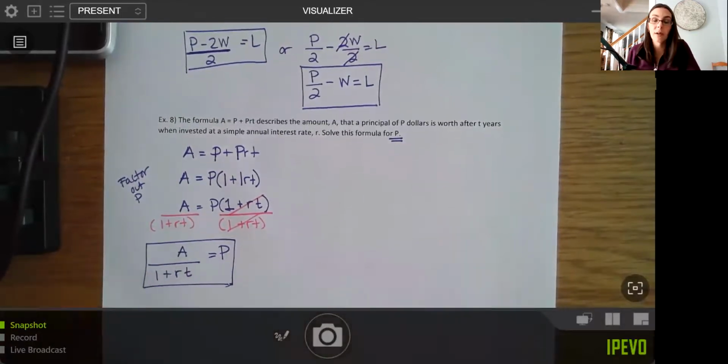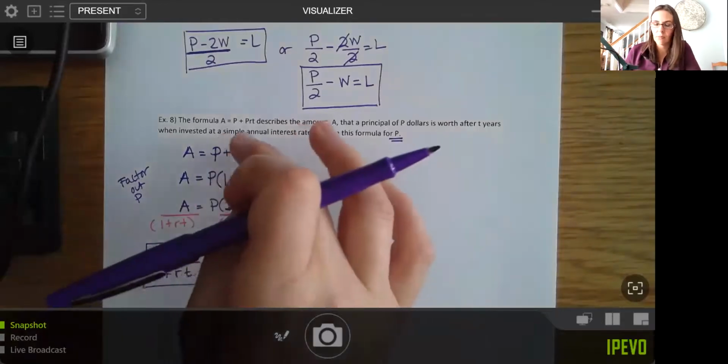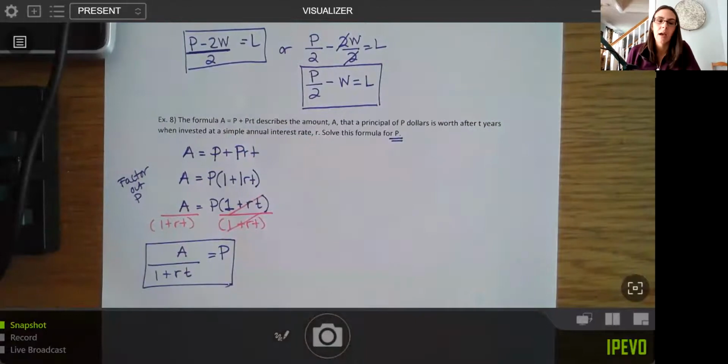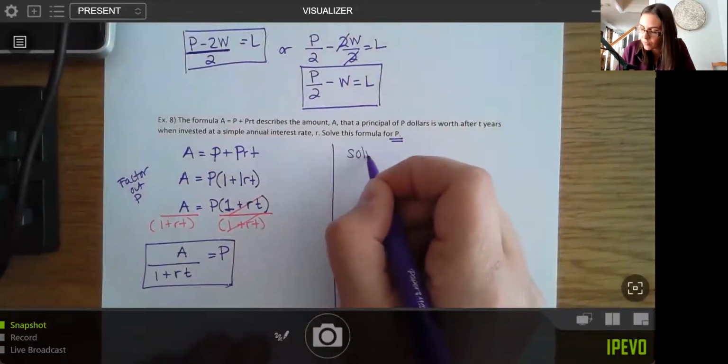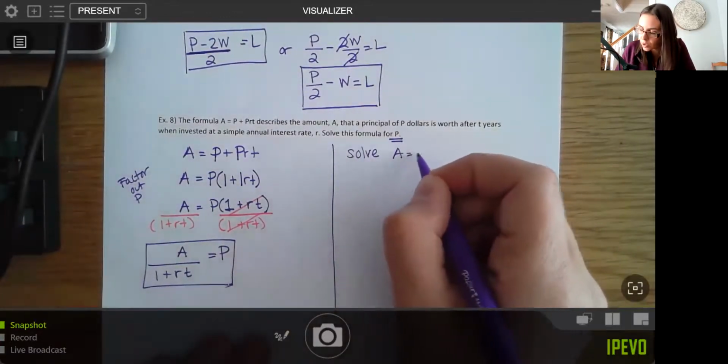So that's one of those tough ones. That's a little tricky one where you might think, I can't combine those terms. I can't get P by itself. I'm trying to rearrange things around. It's not working. Try factoring it out. And you can see that depending on which variable you're solving for, your strategy is going to change.